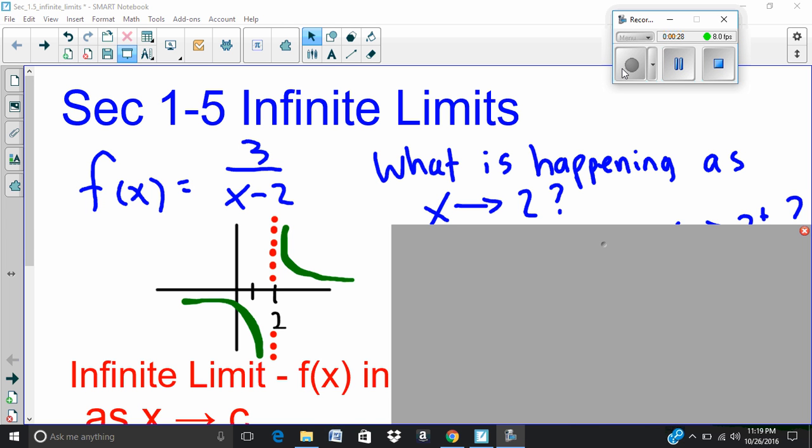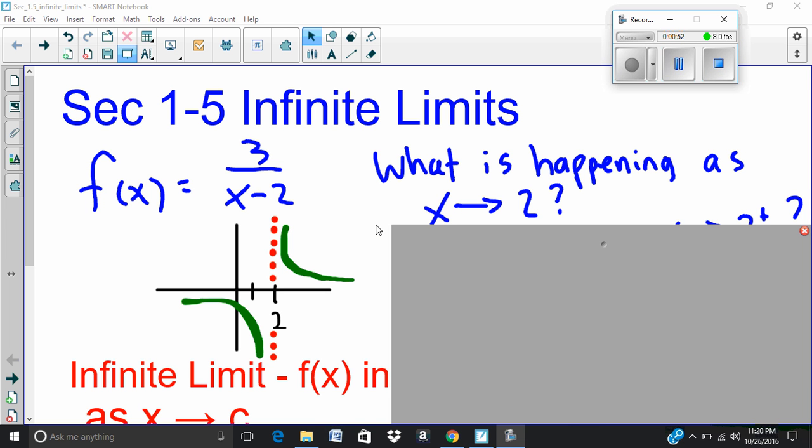So two topics left, infinite limits and limits as we approach infinity. Hopefully they go well, and we'll be moving on to the wonderful world of derivatives here shortly. So let's start off the notes here today. I'm going to take a look at this function, 3 over x minus 2, and just talk about what's happening as x approaches 2.